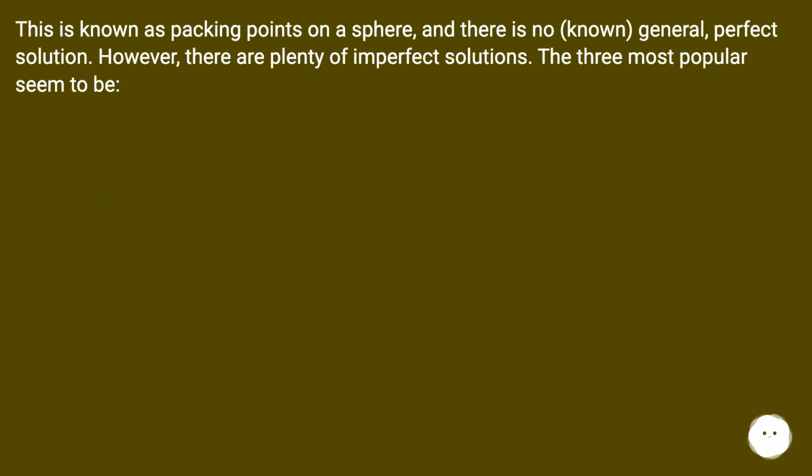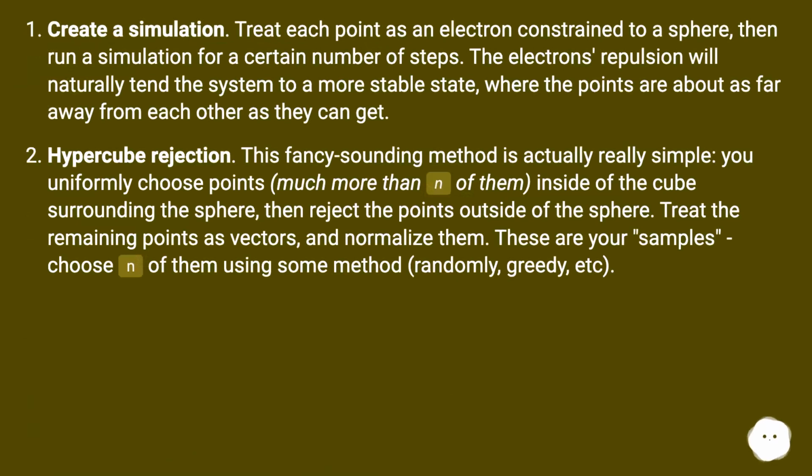This is known as packing points on a sphere, and there is no known, general, perfect solution. However, there are plenty of imperfect solutions. The three most popular seem to be: Create a simulation. Treat each point as an electron constrained to a sphere, then run a simulation for a certain number of steps. The electron's repulsion will naturally tend the system to a more stable state, where the points are about as far away from each other as they can get.